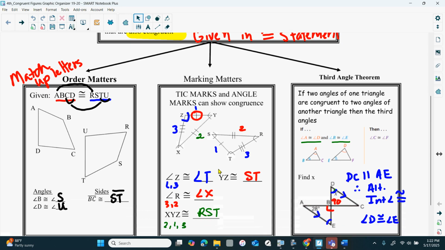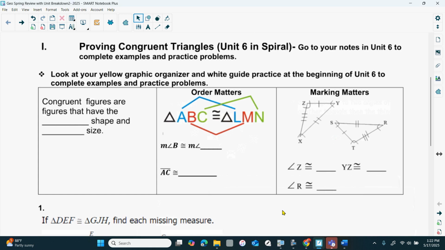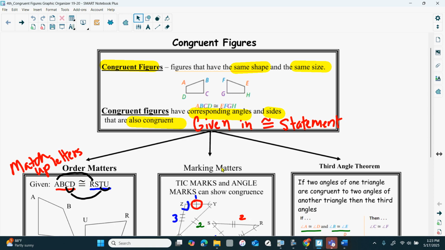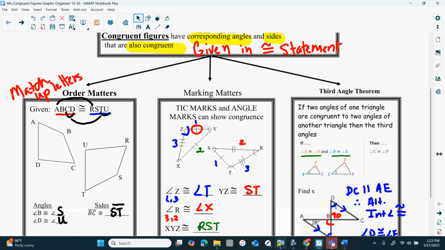And one of the examples I have is straight off the actual graphic organizer. So if you look here, congruent figures are figures that have the same shape and same size. This is off the actual organizer. I'll show you right here, that was up here: same shape, same size. And we can determine congruency by looking at the order of our congruency statement, matching up the letters. That's the key to this. And then also looking at our markings.